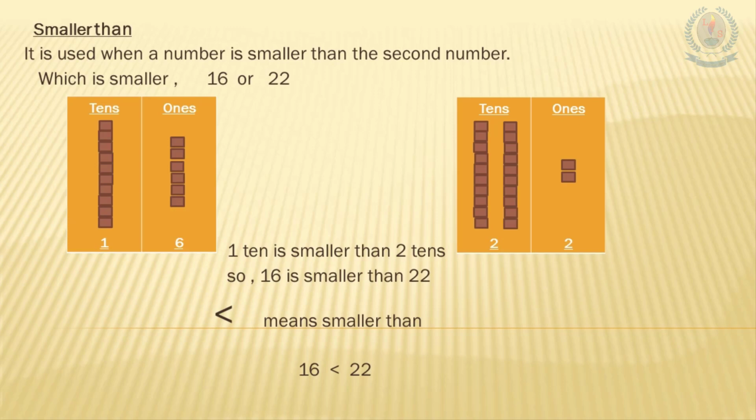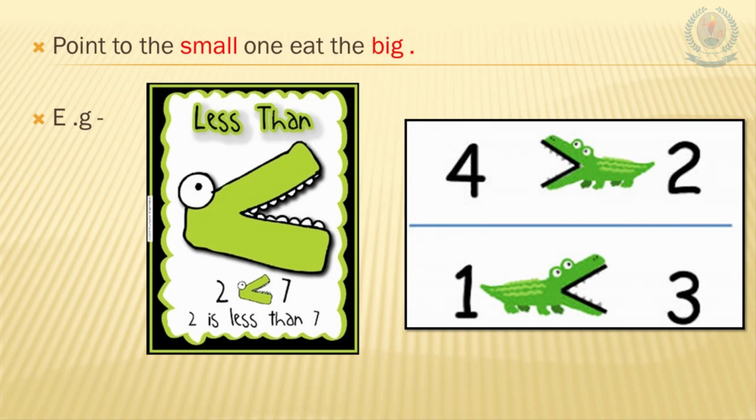Okay, students, you have to use the same symbol but on the opposite side. Right? This symbol means smaller than. So, we can write this as 16, pointing to the small, and 22, eating the big. You can keep that in your mind. When you compare greater than and smaller than, keep this verse, remember: point to the small and eat the big.